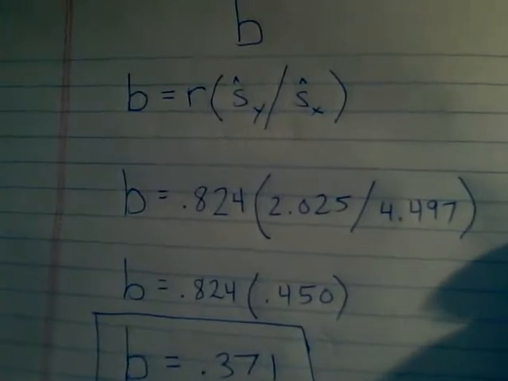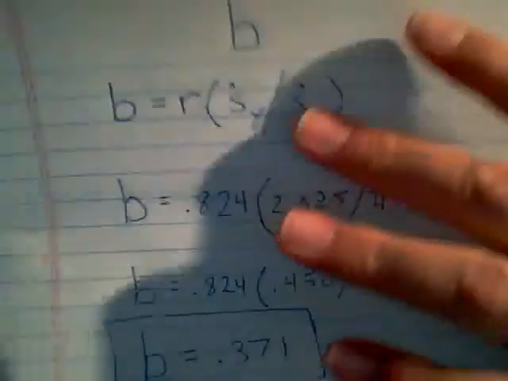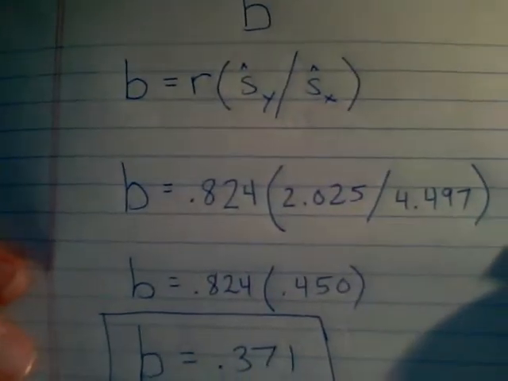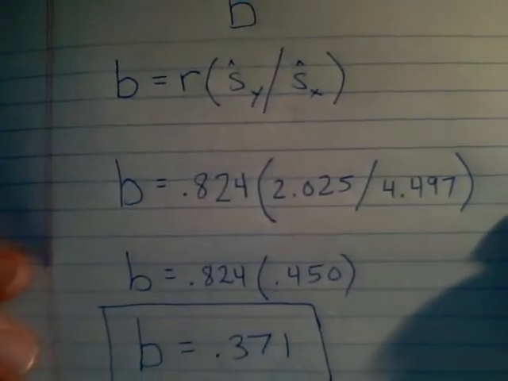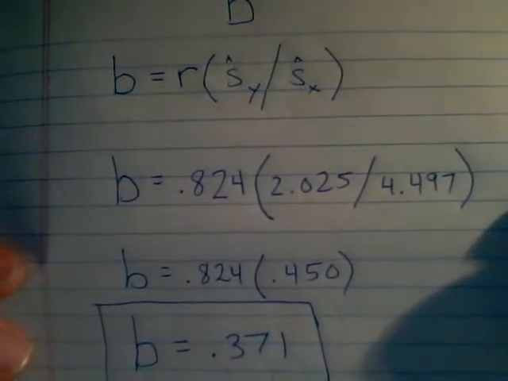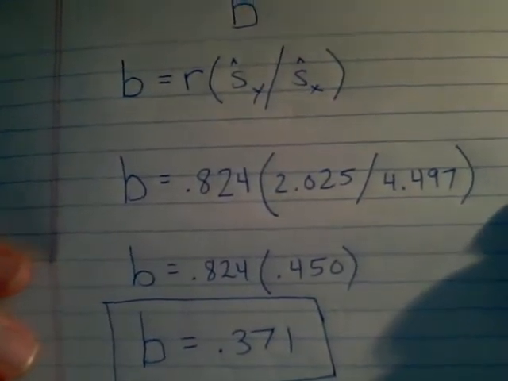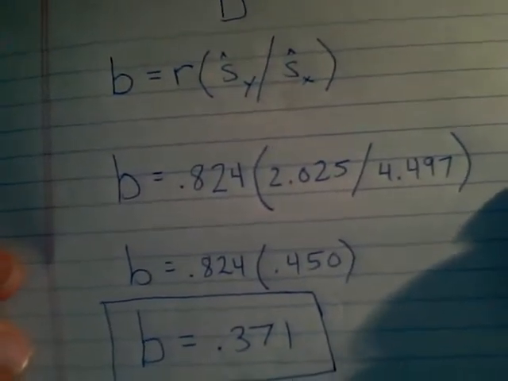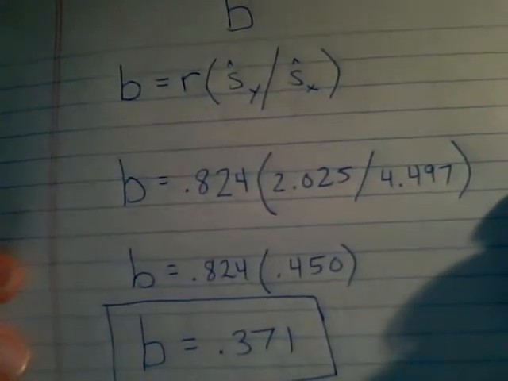You may recall that our value for R is 0.824. And then I plugged in the standard deviations where they belong. Standard deviation of y is 2.025. That came from the sheet. You were given that before. Divided by standard deviation of x, 4.497.